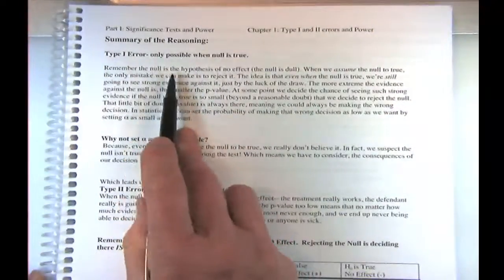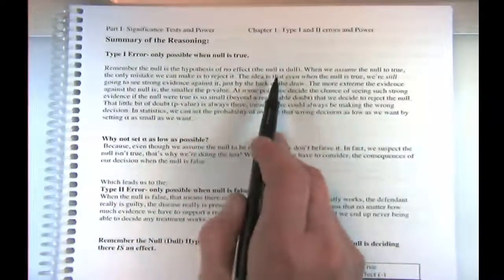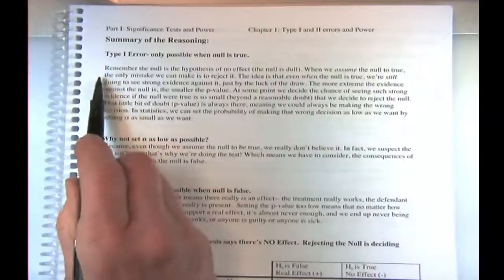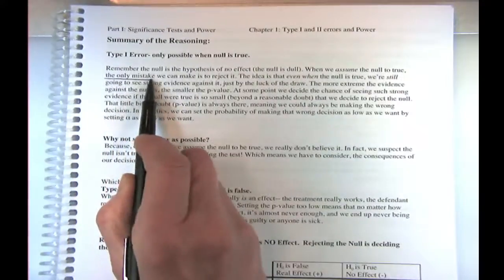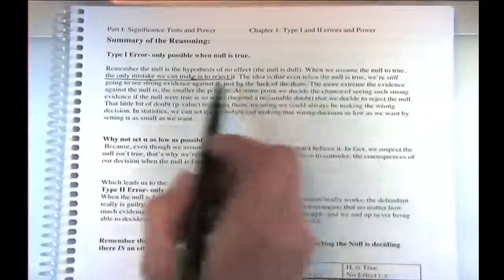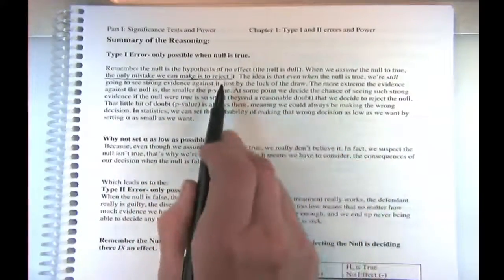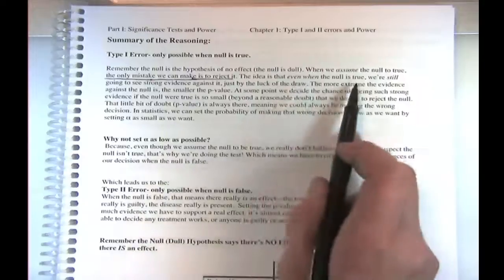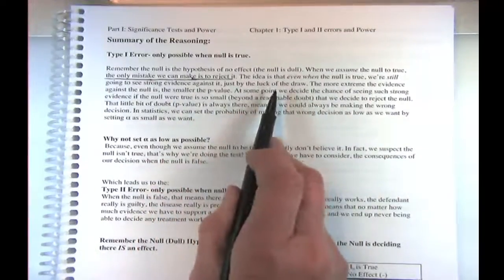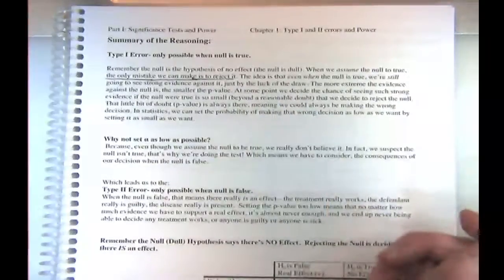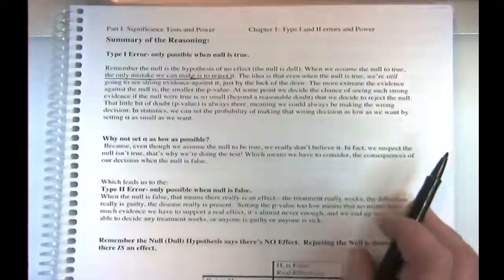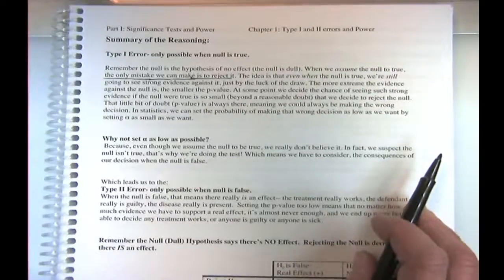Let's see, remember the null is the hypothesis of no effect. The null is the null. We assume that to be true. This is important. The only mistake we can make when the null is true is to reject it, right? And that would be a false alarm. The idea is even when the null is true, we're still going to see strong evidence against it just by the luck of the draw some of the time. And the more extreme the evidence against the null is, the smaller the p-value.